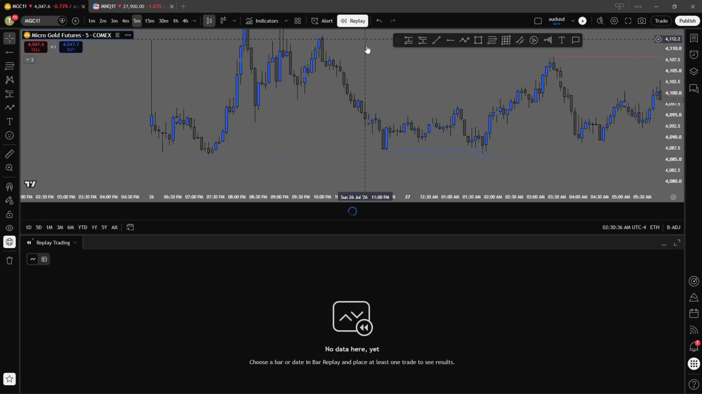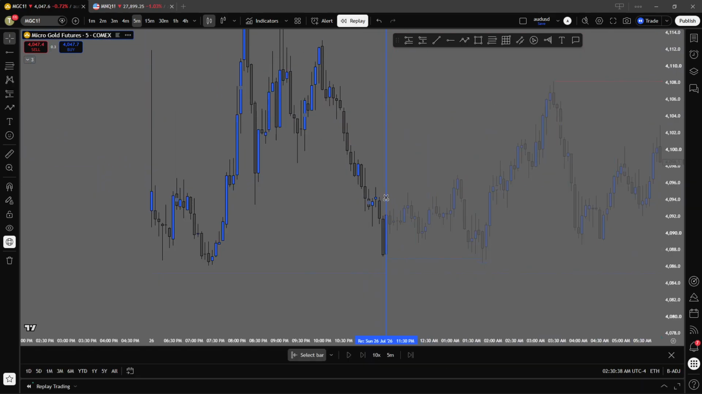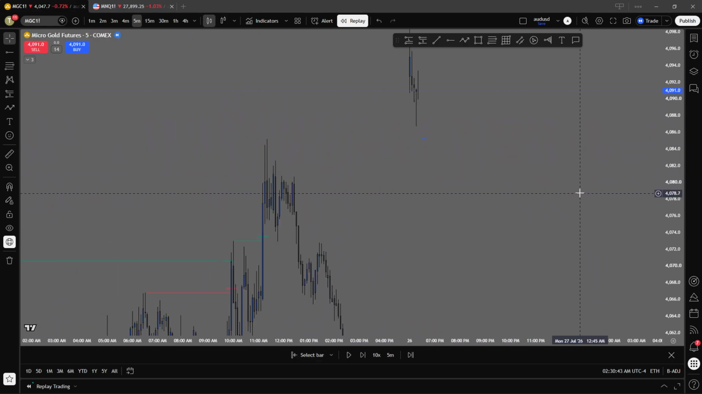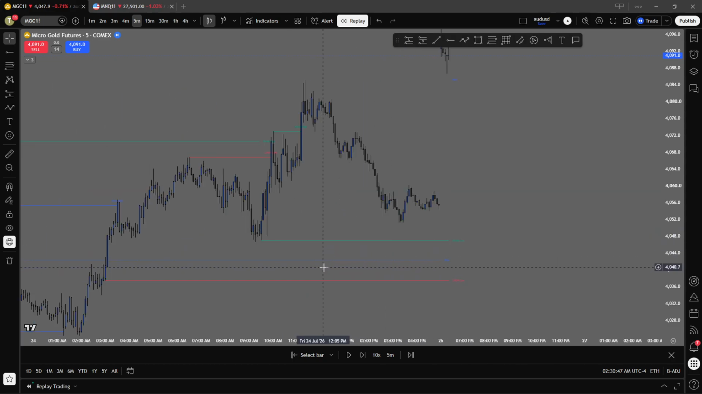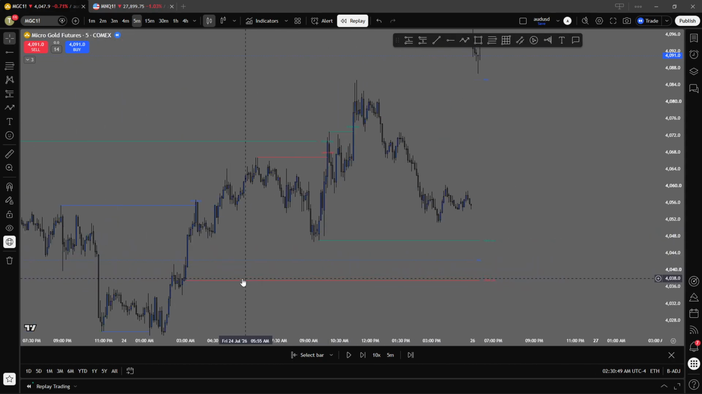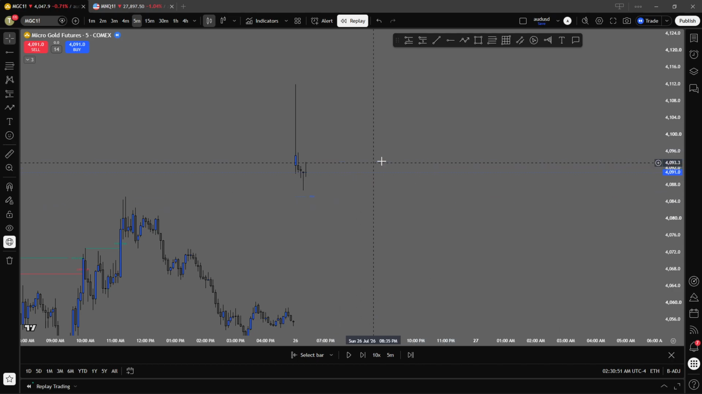Let's start here, right? We start here at 6 p.m. when this market opened. We look to the left. We have a New York AM low here. We have a previous day low. And we have a London low. We're not paying attention to any of that because we're way up here.